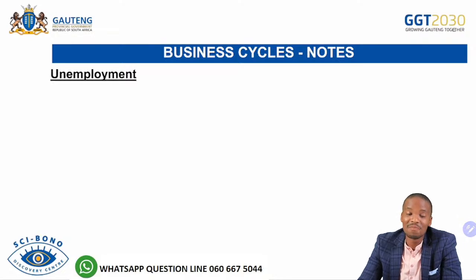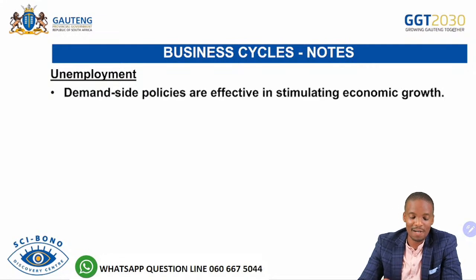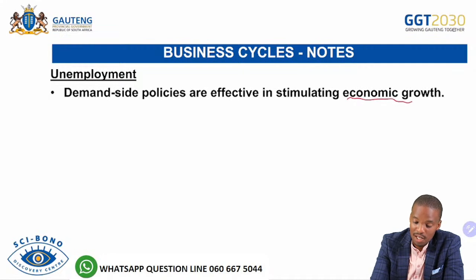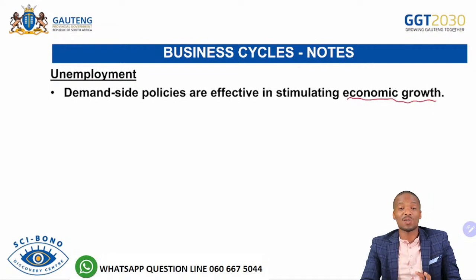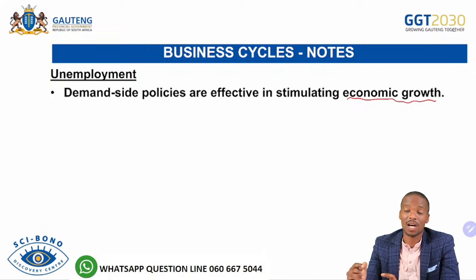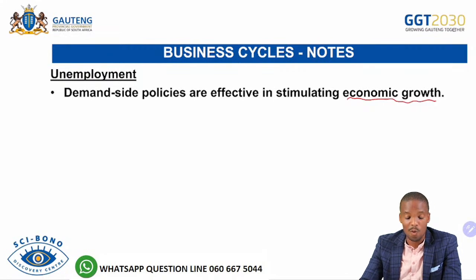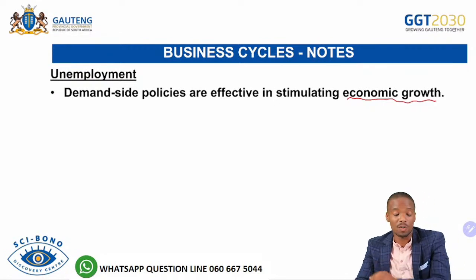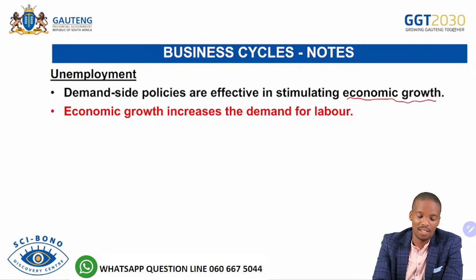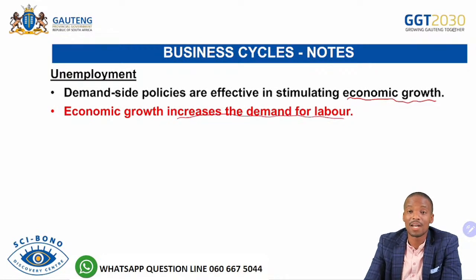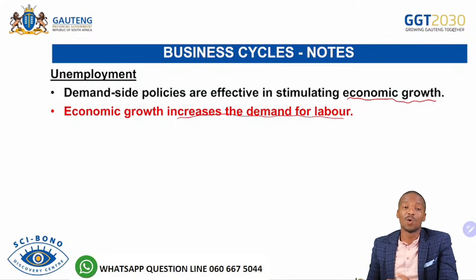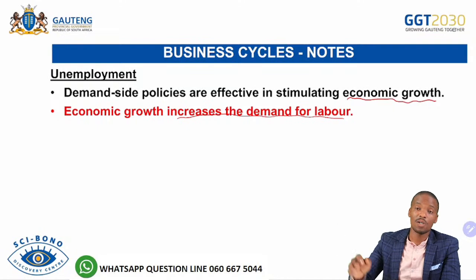Then another demand side policy now is this phenomenon which is unemployment. Demand side policies are effective in stimulating economic growth, and economic growth refers to the increase in the production of goods and services. It is similar to GDP. So therefore, when there's demand, we know that the economy is growing. And let's say economic growth increases the demand for labor, because production cannot work on its own. For production to take place, it means people have to be hired. And if people are hired, we know that that is economic growth, which later will lead to economic development.